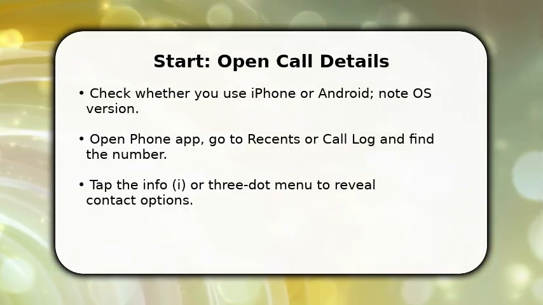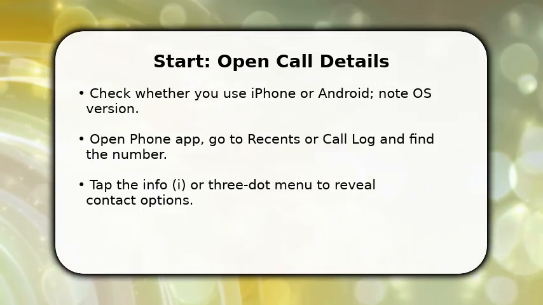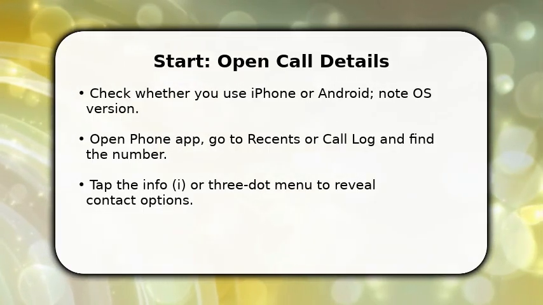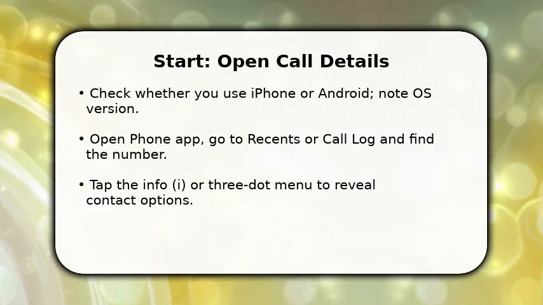Once you see the number, tap the info icon or three-dot menu next to it to expand options. You'll find Report, Add to Contacts, and Block. This is the moment to act so you don't lose the number or guess its format later.